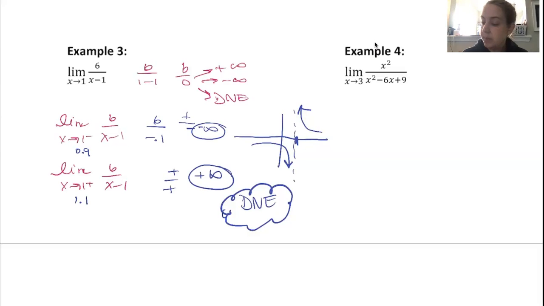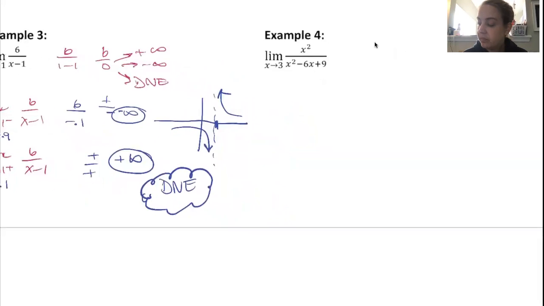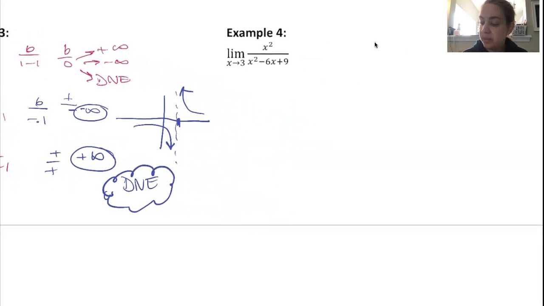Okay, so example 4, let's see what's going on. Again, the first thing you always do is substitute that 3. So this becomes 9 over 9 minus 18 plus 9. This is 9 over 0. So 9 over 0 tells me that this is positive infinity, negative infinity, or does not exist.